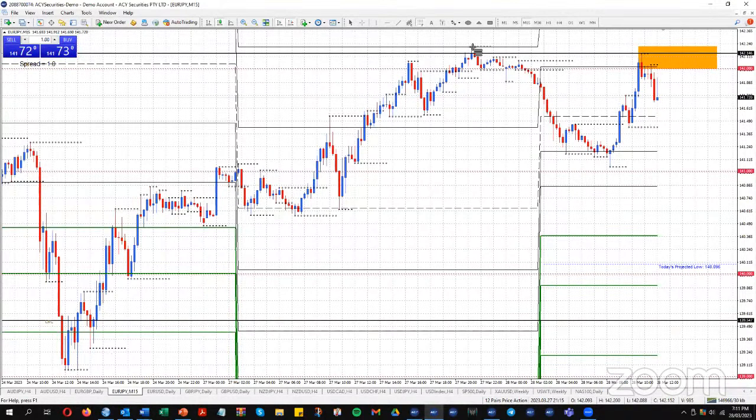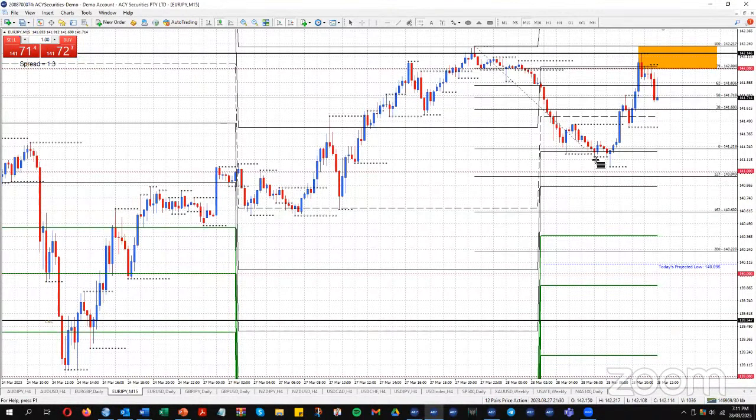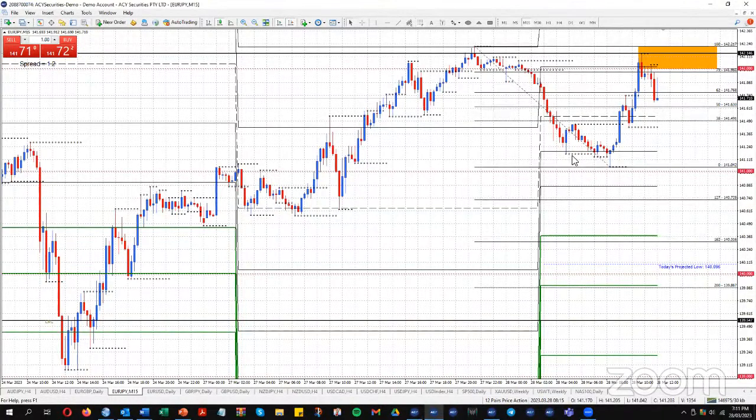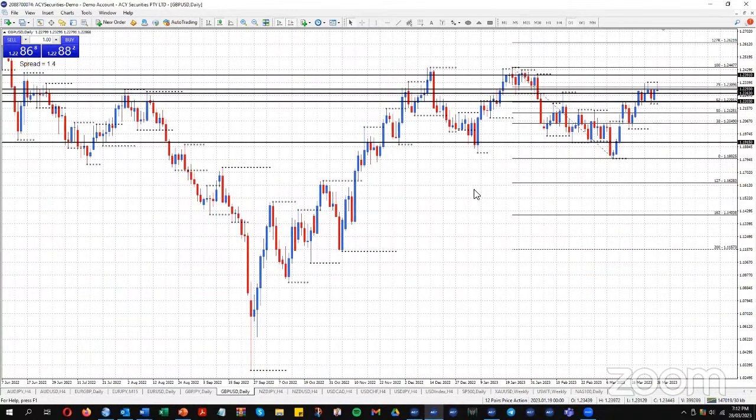All right, so make your mind up how you want to trade it, or if you want to trade it, and then, you know, it may offer a very nice trade down to the bottom where weekly support is.